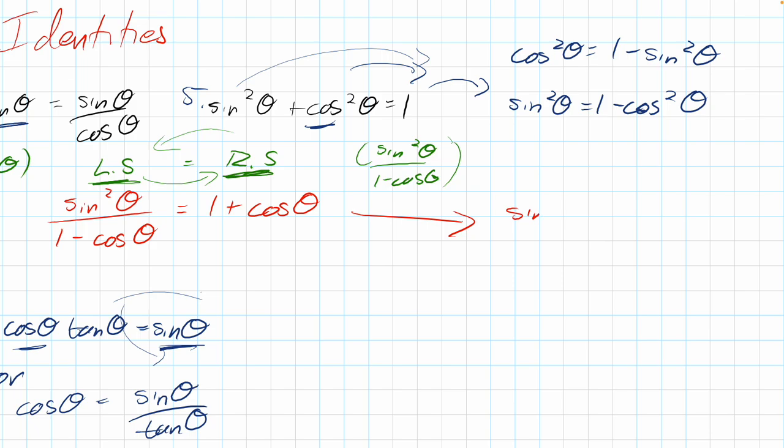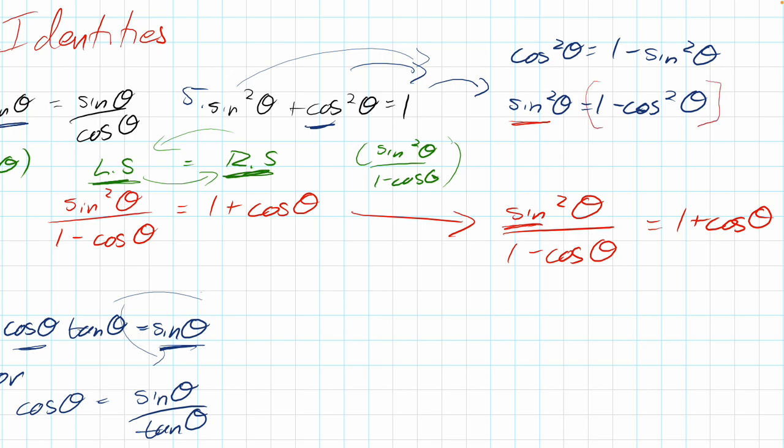So we have sine squared theta over 1 minus cos theta equals 1 plus cos theta. All right. We said we want to change the sine theta. We're going to take this sine theta, and what we're going to do is replace it with this. So essentially, we're going to replace all of this with this. And that's what an equal sign means. These are interchangeable. It doesn't matter the difference.